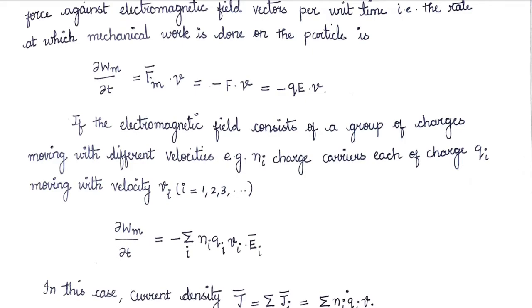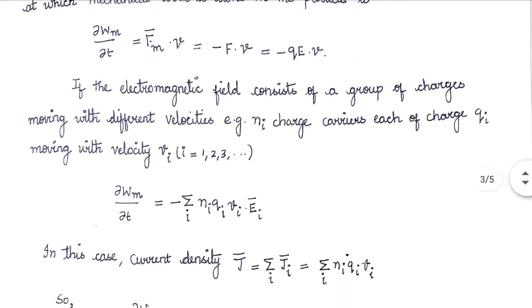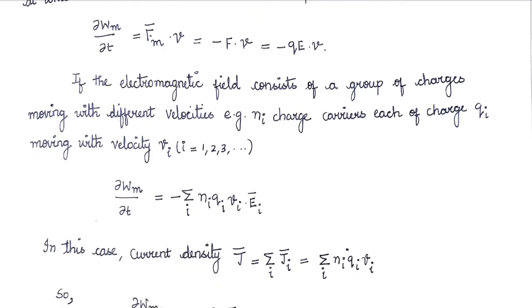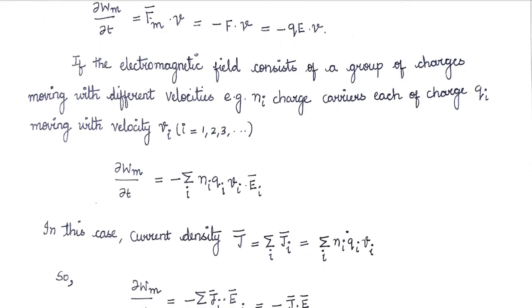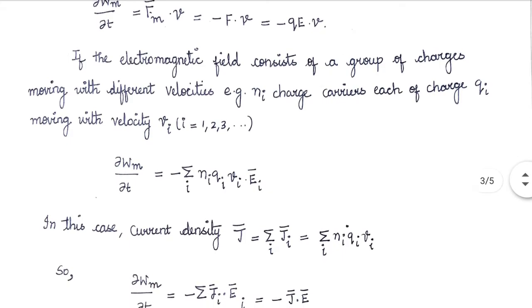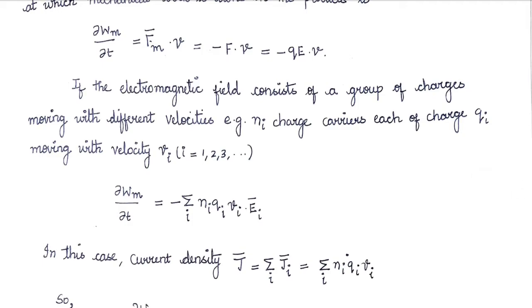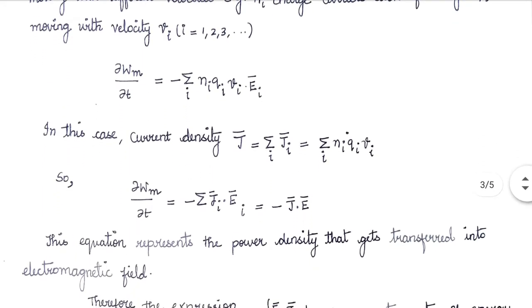If the electromagnetic field consists of more than one charge, a group of charges moving at different velocities, for example Ni charges each carrying a charge Qi moving with velocity Vi, where i goes from 1 to n particles, then dou Wm by dou t can be given as minus the sum over i of Ni Qi Vi dot Ei. We are simply multiplying by Ni over this dou Wm by dou t. In this case, the current density J is equal to the sum over i of Ji vector.